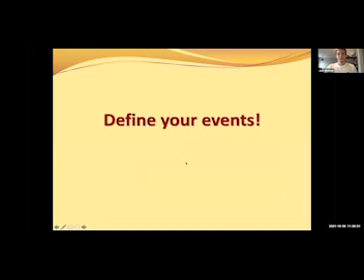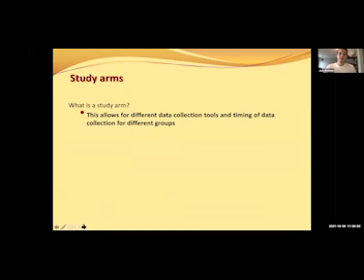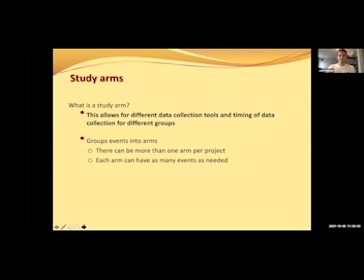Now that we've defined our events and designated certain instruments for those events, we're going to talk about study arms. So what is a study arm? This allows for different data collection tools and different timing and data collections for different groups. This is really applicable when you have more than one group in your study that you want to collect data for, probably at different times or in different kinds of data. So you can group events into arms. There can be more than one arm per project, and each arm can have as many events as needed. So you can designate as many of those study events as you want for each of those arms.